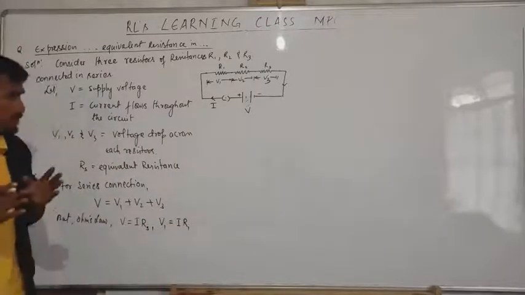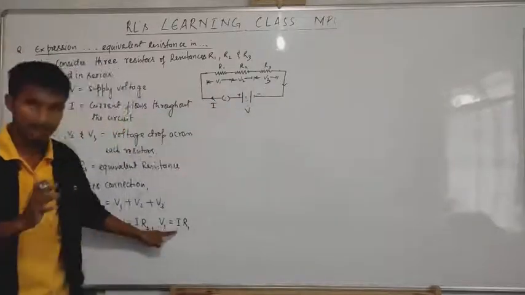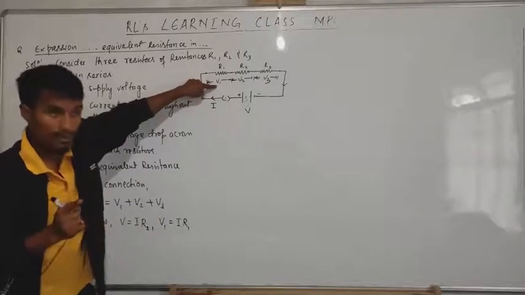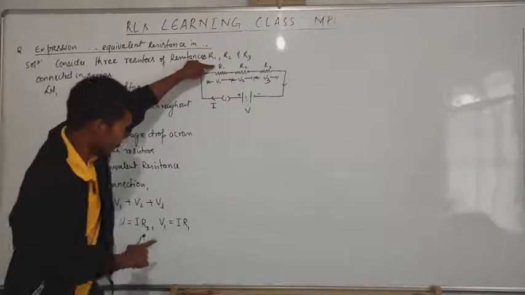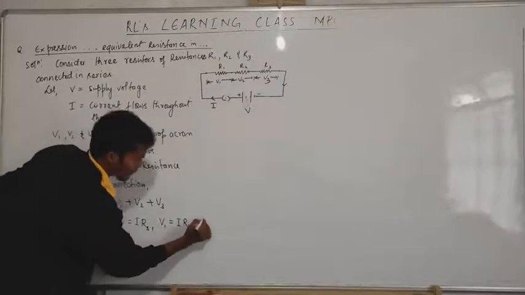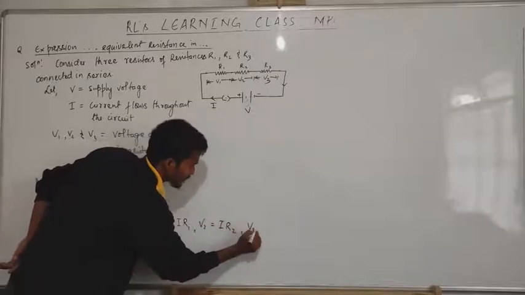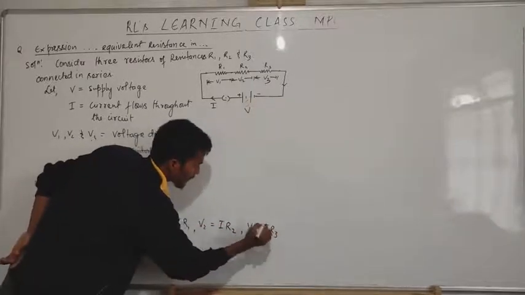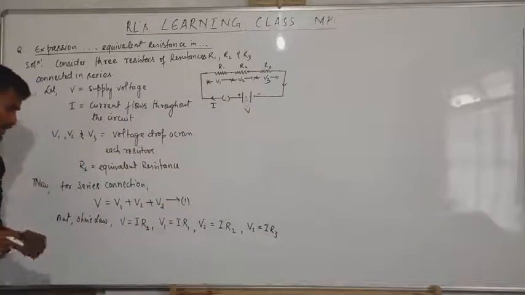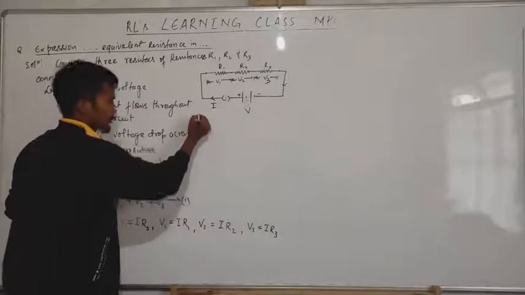I told you the amount of current flowing throughout will be the same, so I does not change. But the voltage drop V1 is across resistor R1, that's why I got R1 here. Then V2 is equal to I into R2, and V3 is equal to I into R3. Let me put this as equation 1. Now substitute all these values in equation 1.